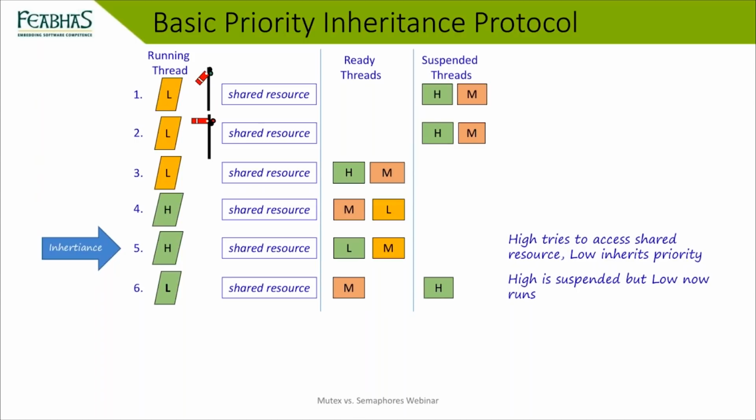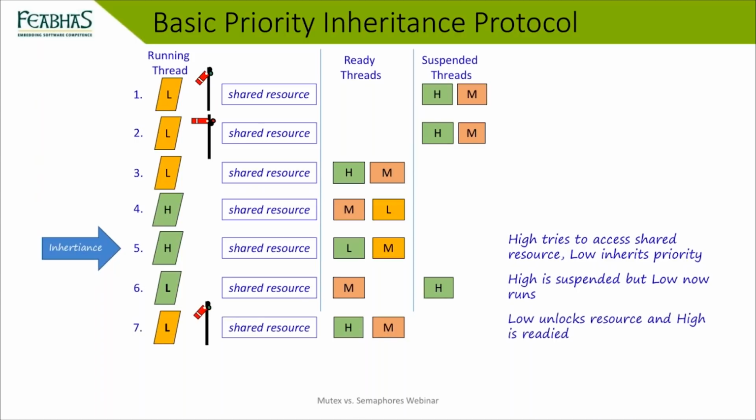It gives it opportunity to now release that resource. And as soon as it releases that resource, it unlocks the resource and goes back to its original priority. Now, as soon as it unlocks the resource, the high priority thread goes from the suspended state to the ready state. It will go to the head of the ready queue, ahead of the medium priority task.